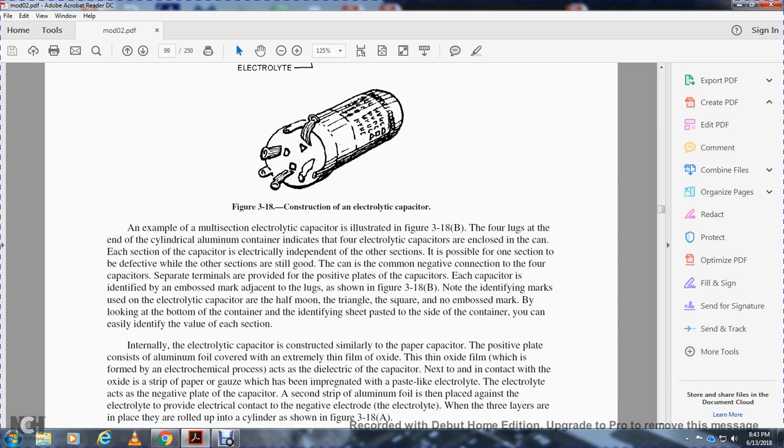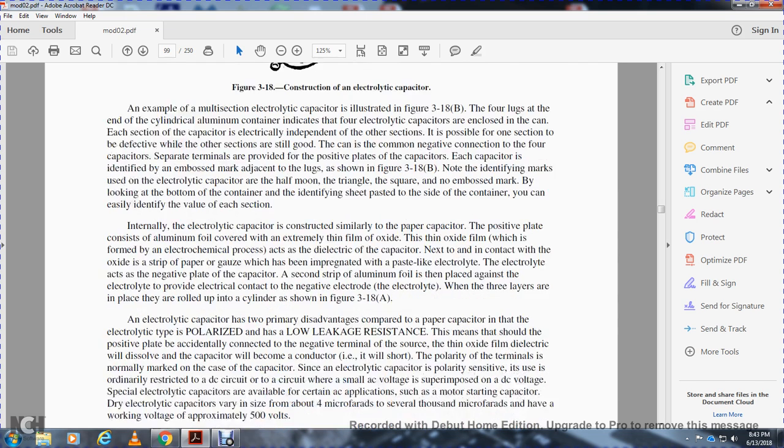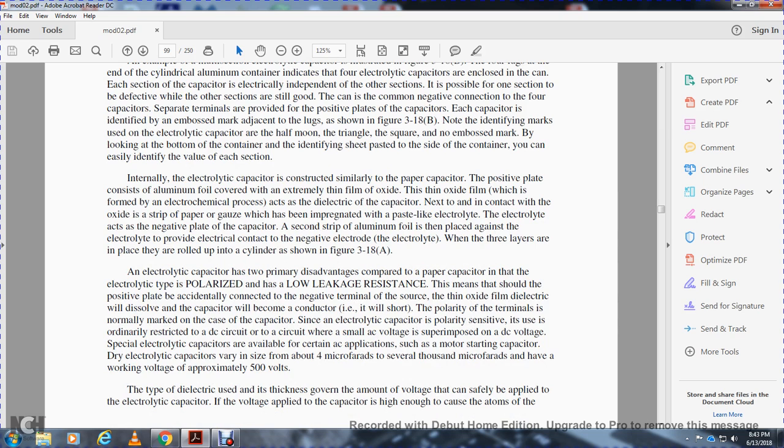By looking at the bottom of the container, identify the sheet pasted on the side of the container. You can easily find the value of each of the sections. Internally, the electrolytic capacitor is constructed similarly to the paper capacitor, with a positive plate of aluminum foil. The thin oxide film, which is formed by an electrochemical process, acts as the dielectric of the capacitor.